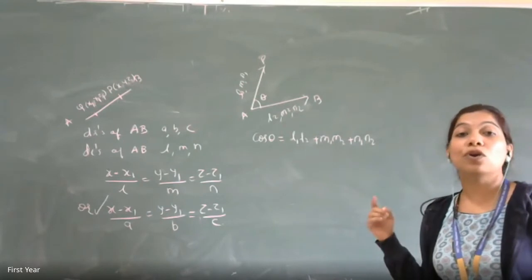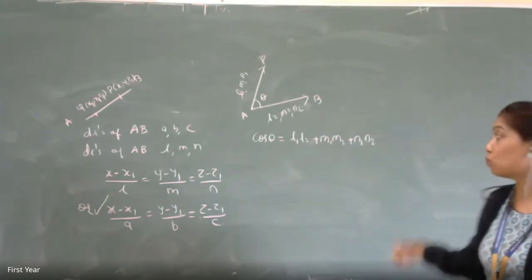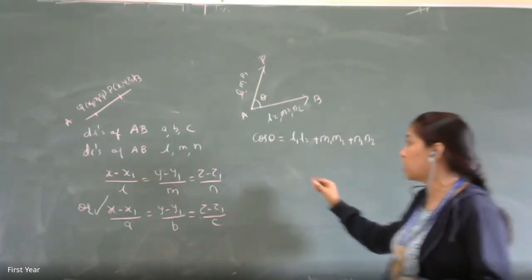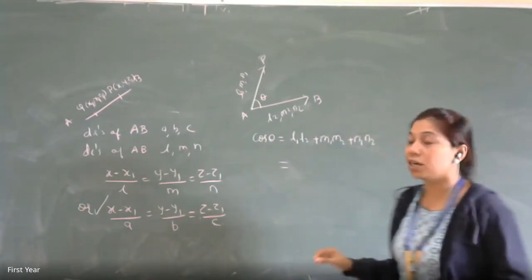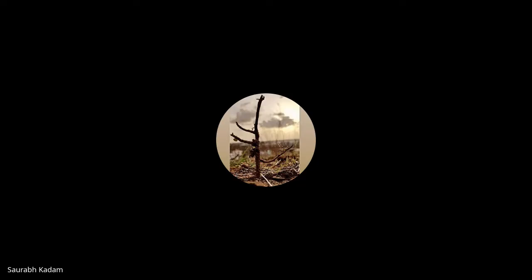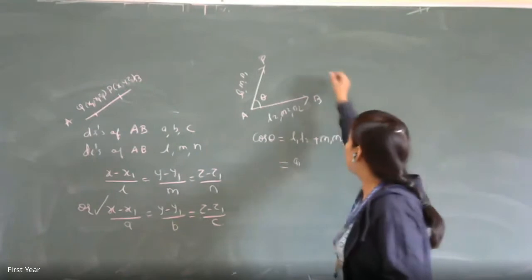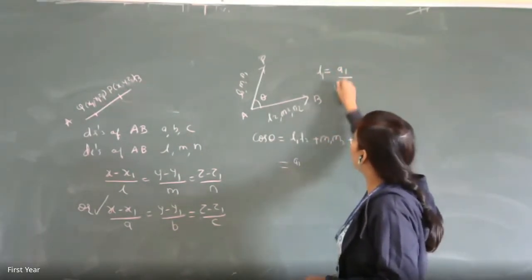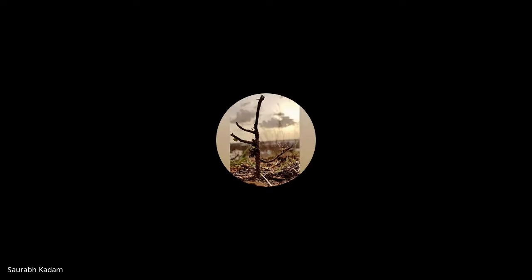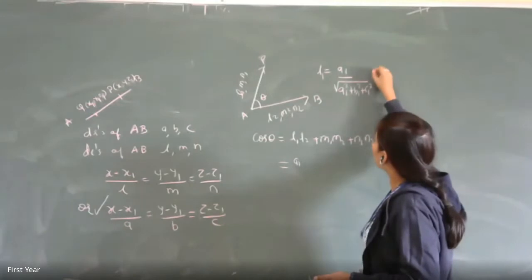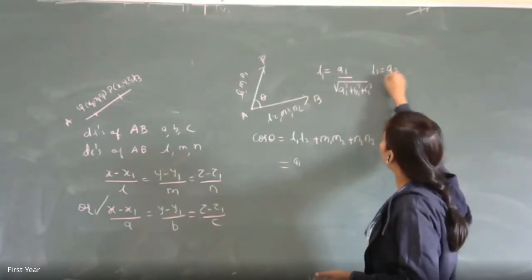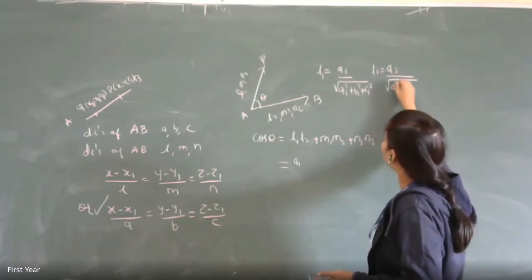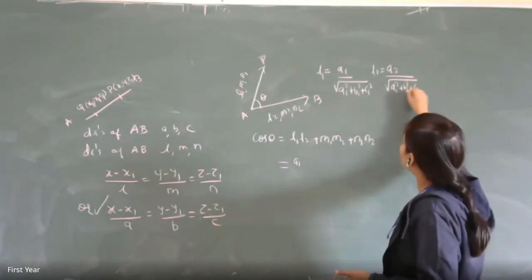But suppose you don't know direction cosines, you know direction ratios. What's the relation between direction cosines and direction ratios? That also we wrote yesterday. So what was l1? l1 is a1 upon the square root of a1 square plus b1 square plus c1 square. Correct. l2 will be a2 upon the square root of a2 square plus b2 square plus c2 square.